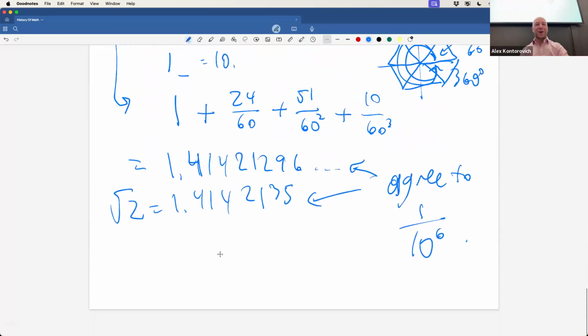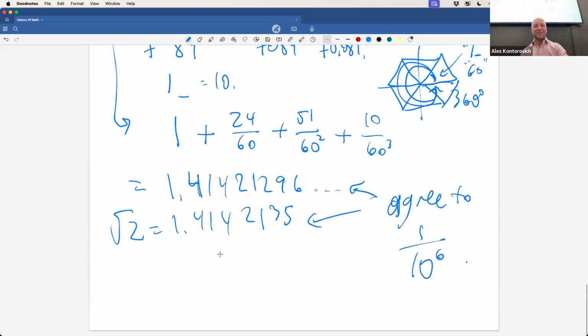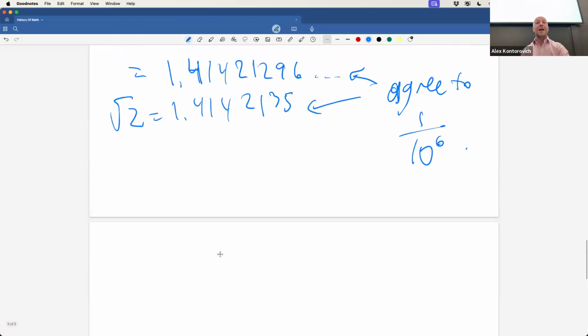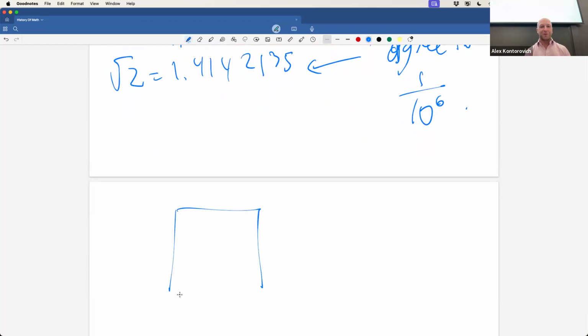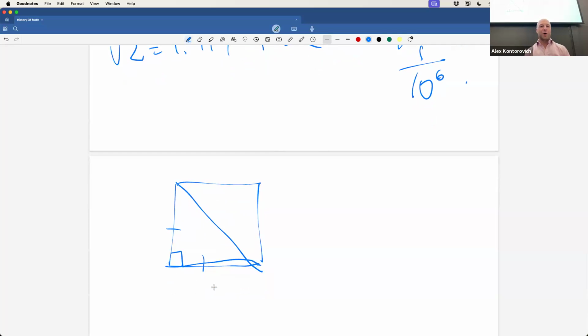Yes, and what kind of right triangle? It's not just any right triangle, please. Thank you. It's an isosceles right triangle, right? If you take a square, I'll draw the square the usual way we see it, and you cut it in half, you get an isosceles right triangle. And so if you say that this side length is 1, and this side length is 1, is there a theorem that we know about right triangles?